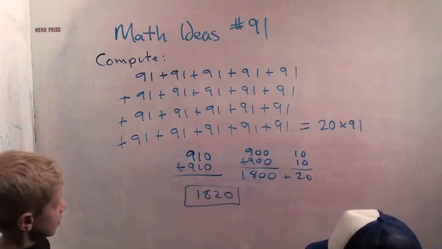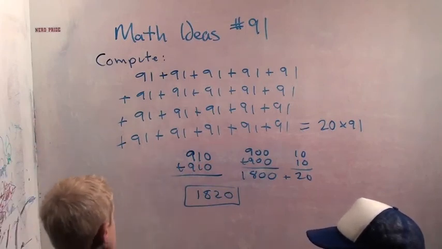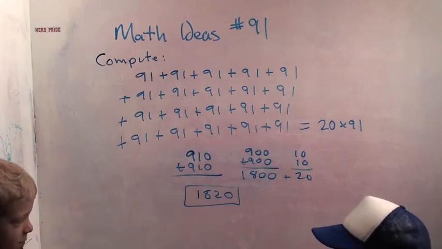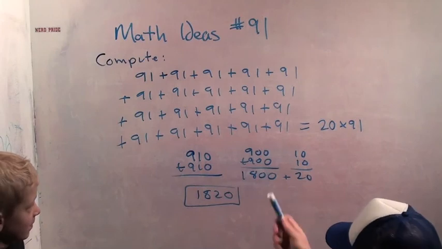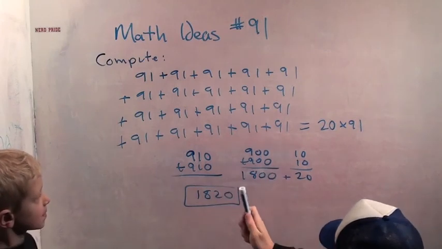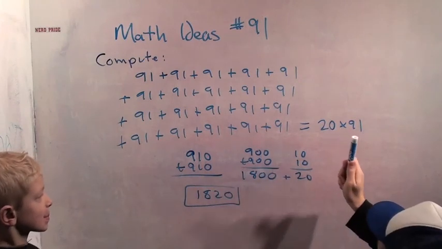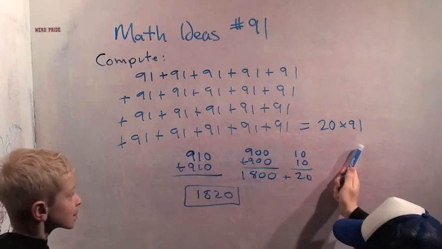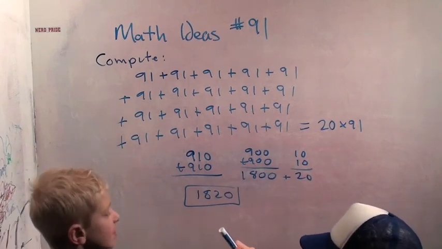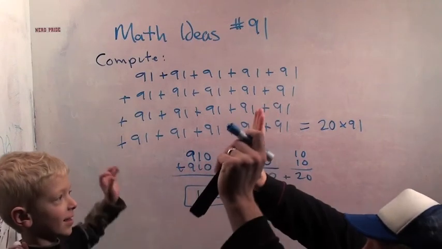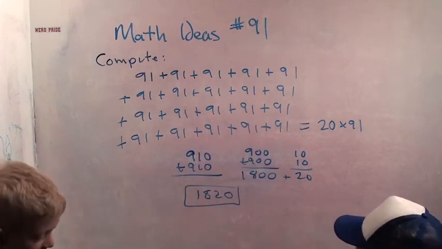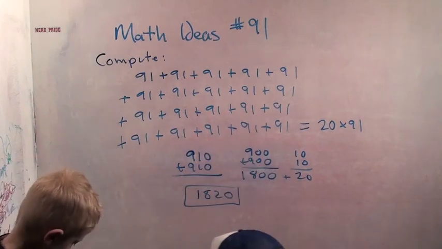So we had to add up 20 91s, and we figured out how to do it. It was the same as doing 2 times 10 times 91, and that was 1,820. Yes! High five! Great job! Whoa, we did a really, really tricky problem this morning.